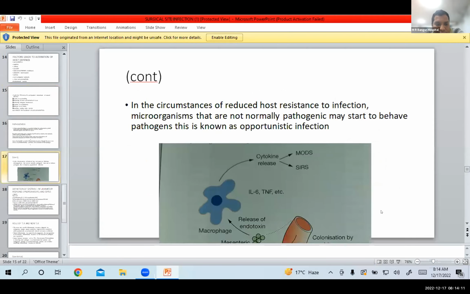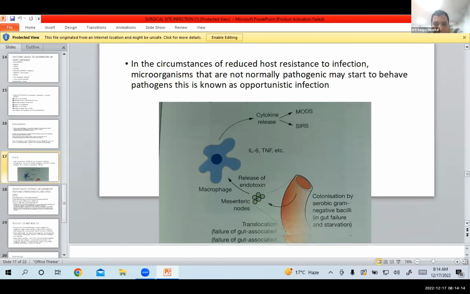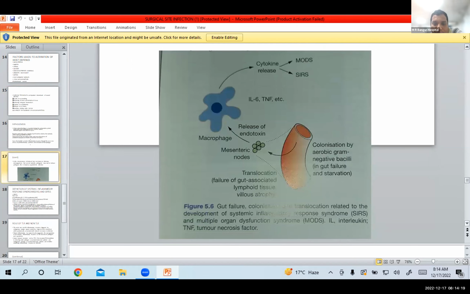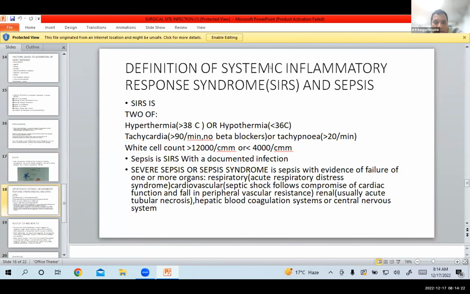This is a pictorial description of the same. This is the definition of SIRS and sepsis. SIRS includes mainly hyperthermia or hypothermia. Hyperthermia more than 38 degrees Celsius and hypothermia less than 36. Tachycardia more than 90 per minute, or tachypnea more than 20 per minute. White cell count more than 12,000 per cubic millimeter or less than 4,000 per cubic millimeter.